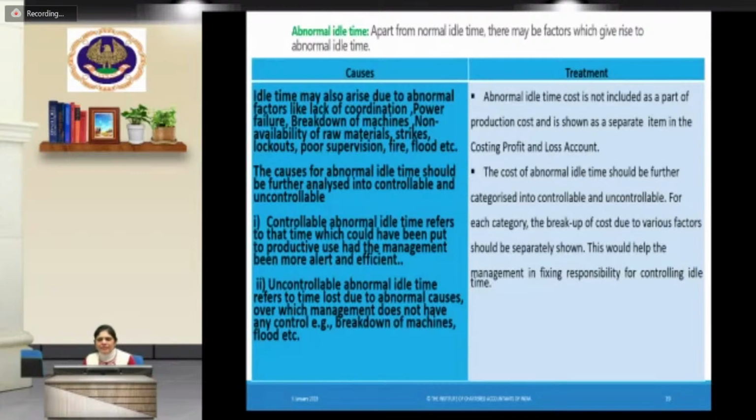So abnormal idle time is not included as part of production cost, and it's always shown separately as a costing profit or loss account item. The cost of abnormal idle time should be further categorized into controllable and uncontrollable. Controllable, we should eliminate or minimize. Uncontrollable, we cannot do anything. It's beyond the control of the management also.